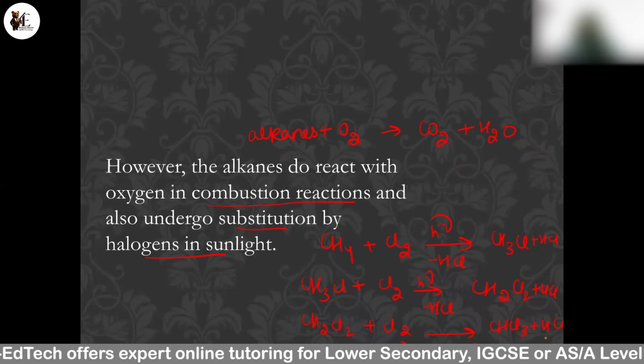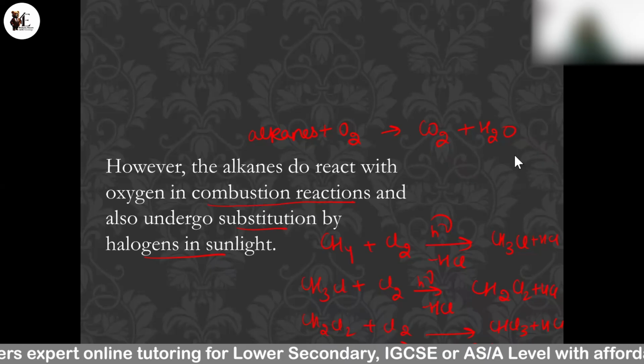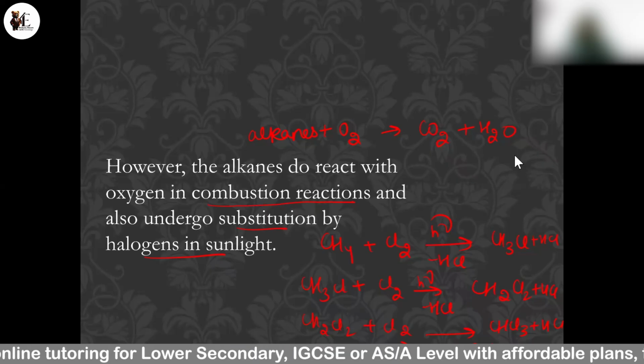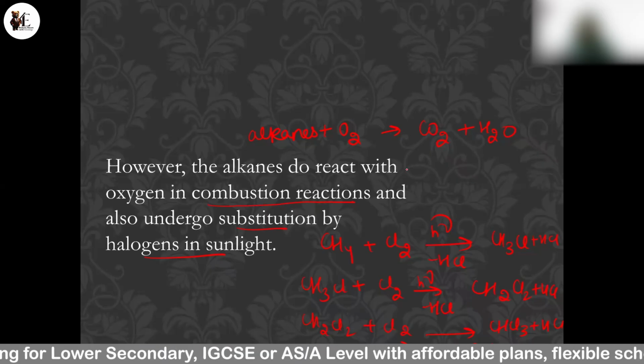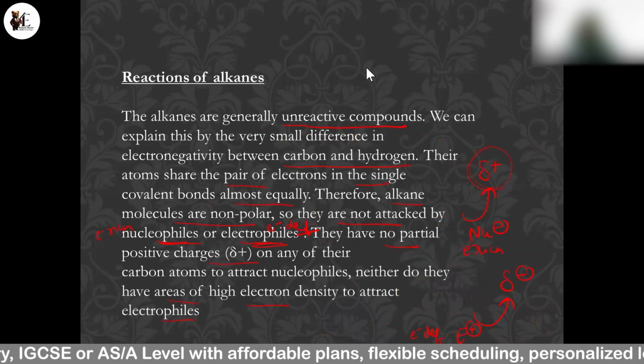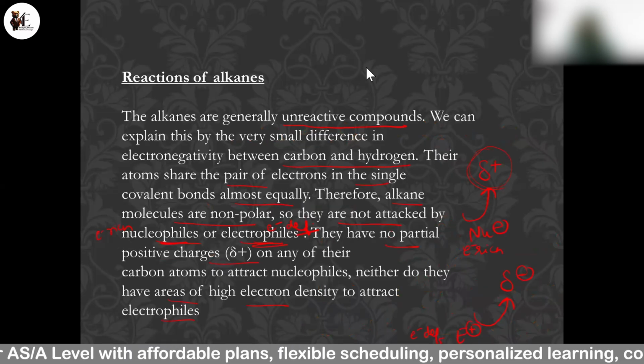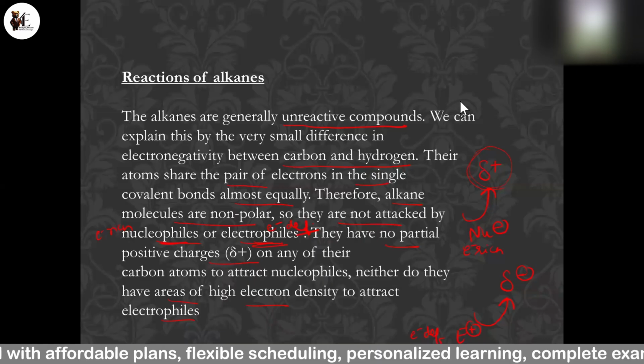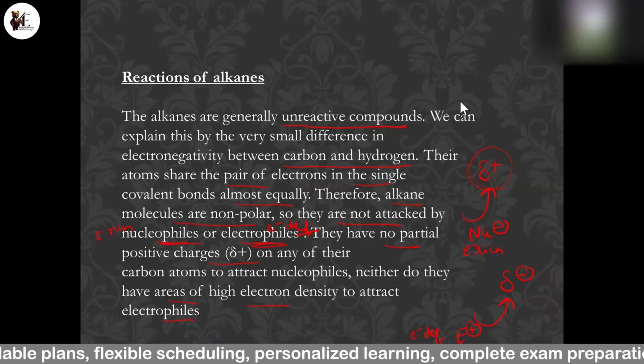So the alkanes only show 2 types of reaction. One reaction is combustion, and the second reaction is the substitution by chlorine. And why are they unreactive? So the reason is here. Is it clear why they are unreactive and what are the reactions they exhibit? Yes. Write it down.